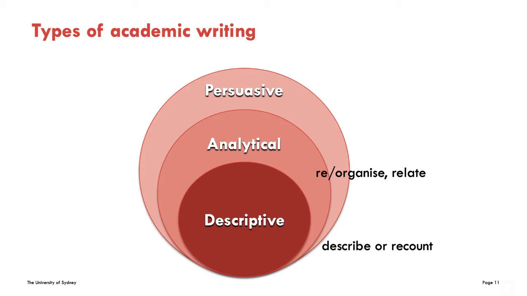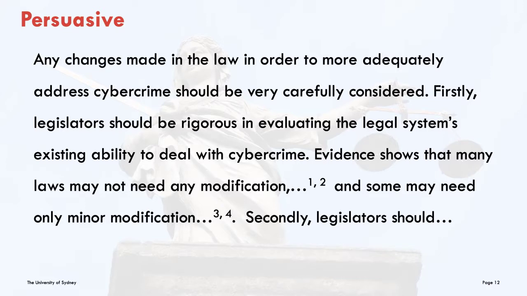That means you have to take a position, have a point of view on the information or ideas you're writing about. And then you need to argue for that position by providing supporting evidence. This is the classic definition of essay, presenting and arguing for a position on some topic. This persuasive text is about changing the laws relating to cybercrime. Hit the space bar to read it.